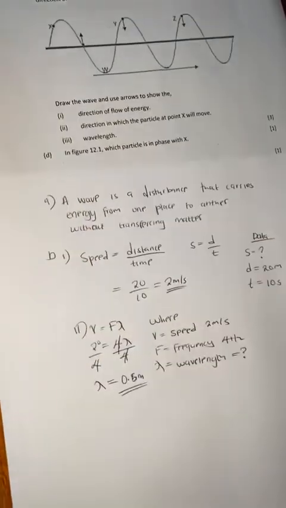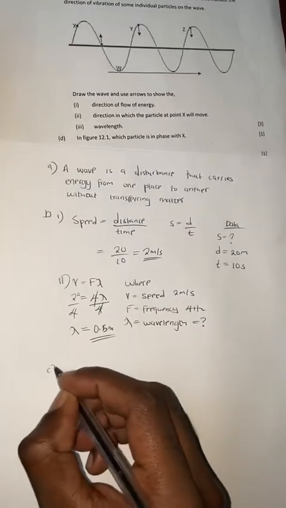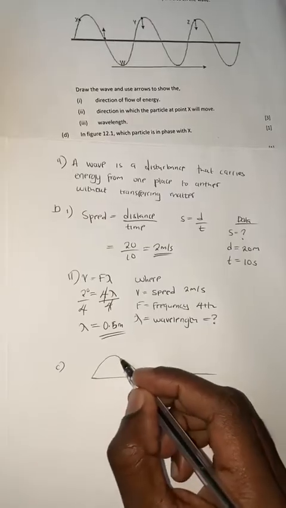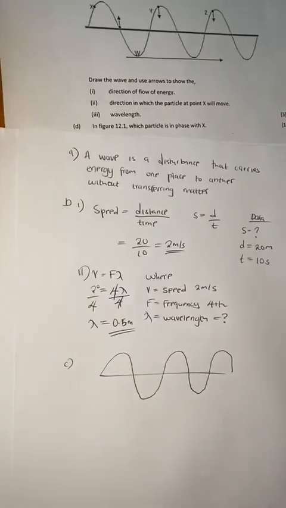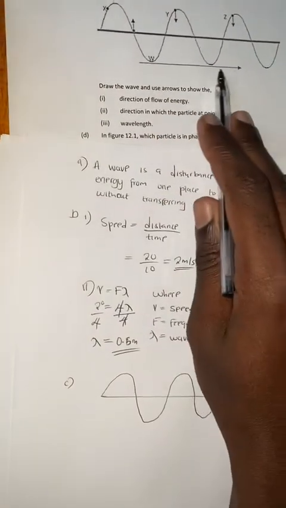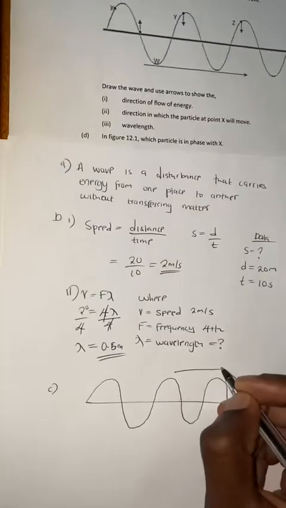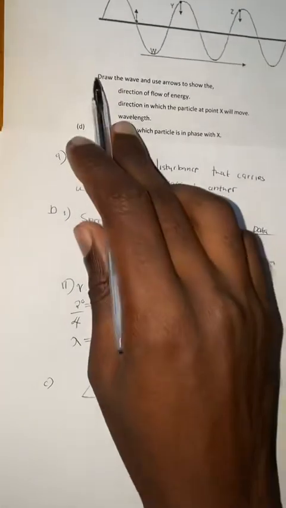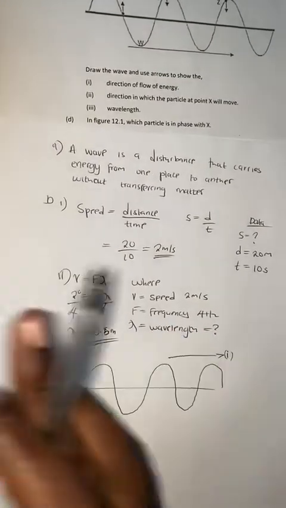Okay, so I'm going to draw the wave. This is a C. Okay, so this is how the wave looks like. To show the direction of the wave, we can just follow this arrow, then say direction of wave. This is the answer for the direction of the wave. They are moving from the left to the right.